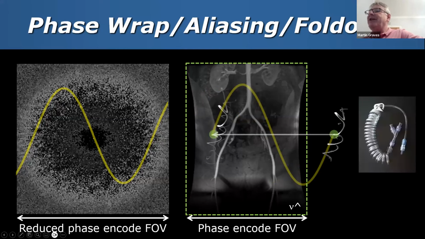And I'm sure people can probably guess what this is. This is actually a gadolinium infusion line for the contrast enhanced MRA. So it's out here, we've chosen a too small field of view. The infusion line is lying outside and has wrapped around into the image. We can see clearly there 1 cycle where it positions itself in here.